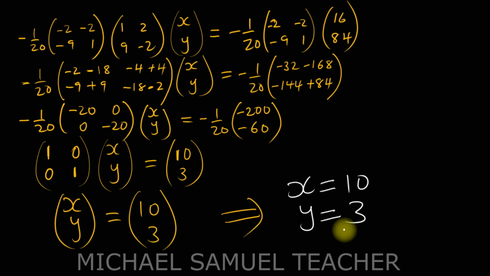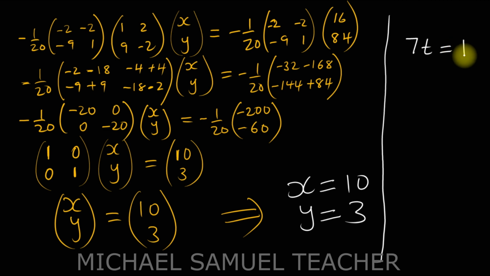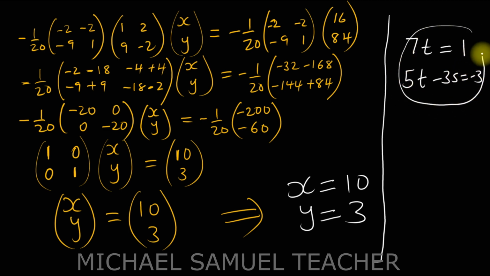I hope that is clear, and I want you to try this one: use the matrix method to solve 7t is equal to 1 and 5t minus 3s is equal to minus 3. Once you are able to do it, t will be equal to 1 over 7 and s will be equal to 26 over 21. Try to use the matrix method and solve it.